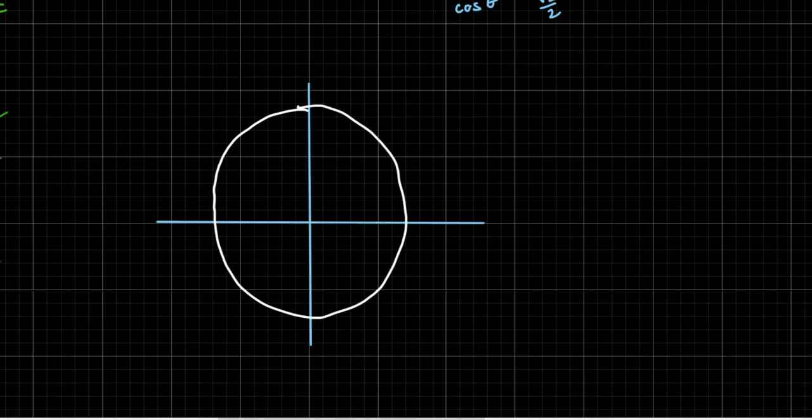Okay, that's kind of close. Okay, we start here, go about 30 degrees, so maybe like right there. 90 degrees here, we got 30 degrees here, and we got 60 degrees up top.